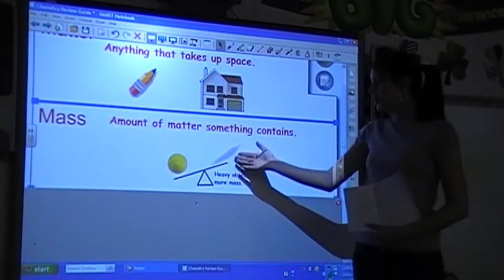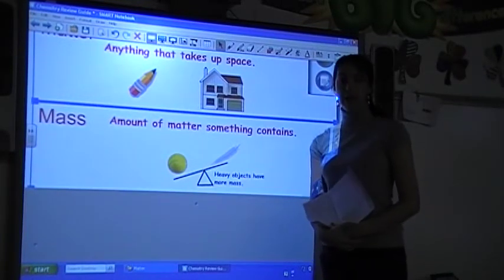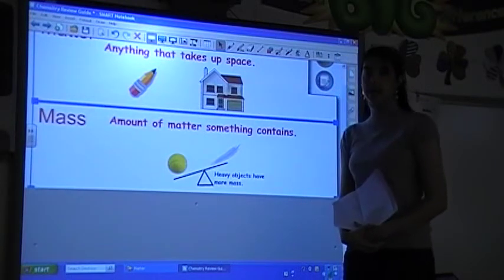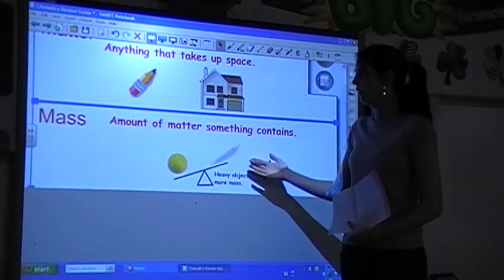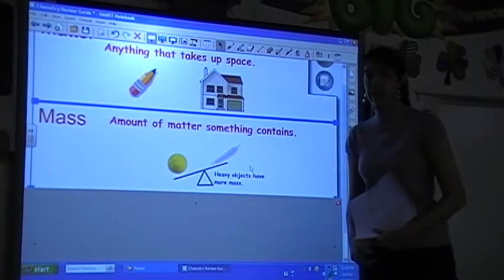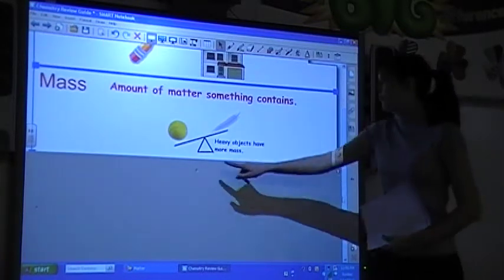Then we have mass, the amount of matter something contains, with the balance example of a tennis ball and a feather. These graphics were all taken from the internet actually, and it's very easy to copy and paste an internet graphic to your smartboard lesson to make it relevant to what you're teaching.